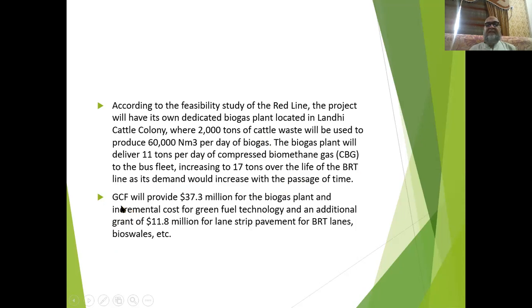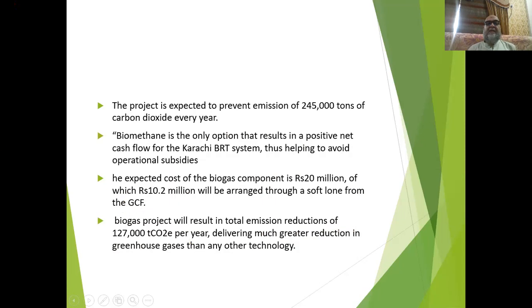There is a Global Challenge Fund, which will provide 37.3 million for the biogas plant and incremental cost for fuel technology, in addition to a grant of 11.8 million for lane strip payment of BRT buses, wells, etc. This project is expected to prevent emission of 245,000 tons of carbon dioxide. Biomethane is the only option that results in positive net cash flow from the Karachi BRT system, thus helping to avoid operational subsidies as in other parts of the country.